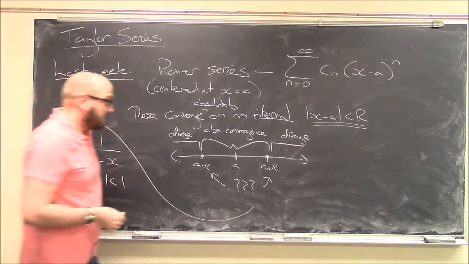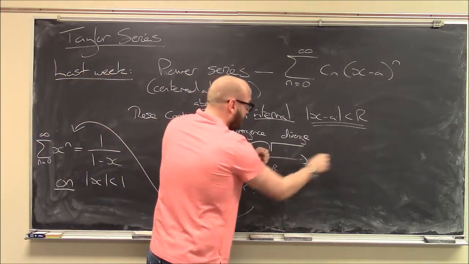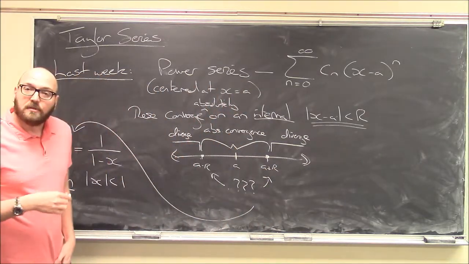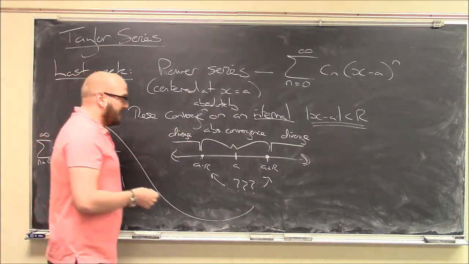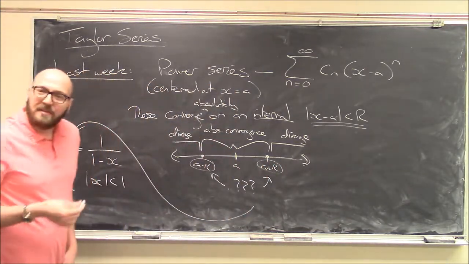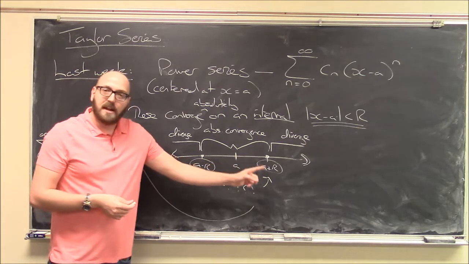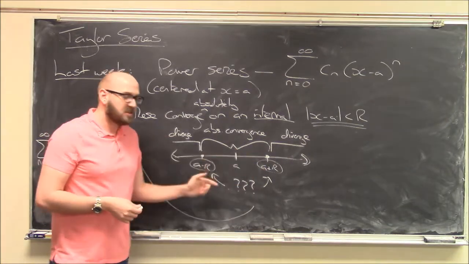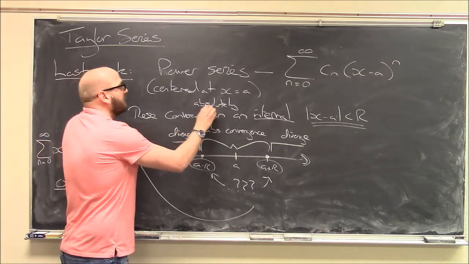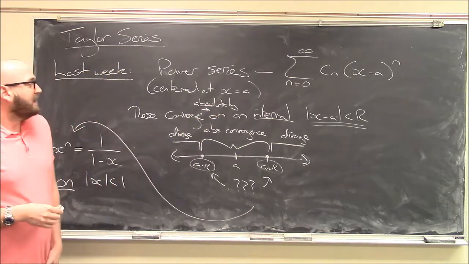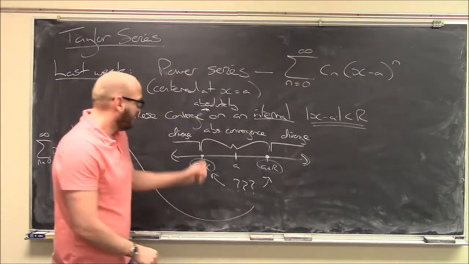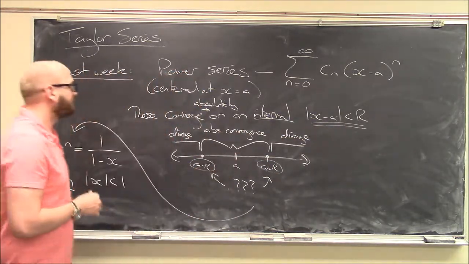Outside of this interval, if I go this way off to infinity or off to negative infinity, I know outside of this interval I must diverge. And the endpoints of the interval, a minus R and a plus R, are kind of interesting because anything can happen there. You can converge absolutely, conditionally, or diverge. That's why I added this extra word here, because it converges absolutely on the inside of this interval. At the endpoints, anything could happen.